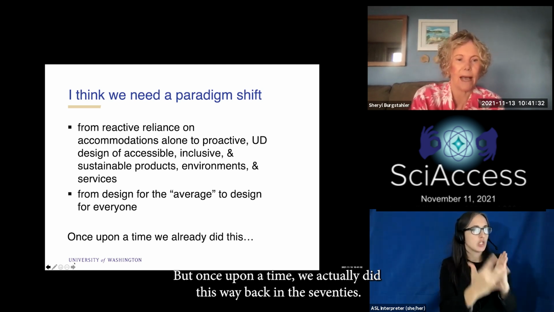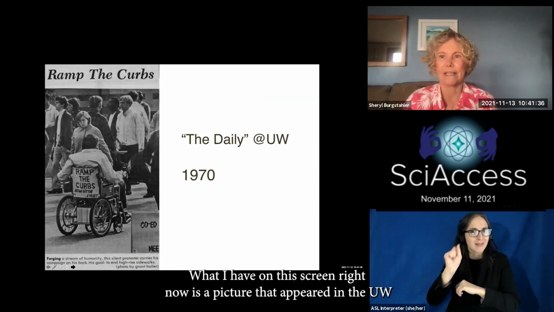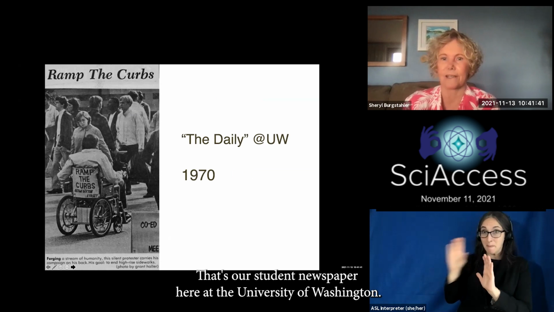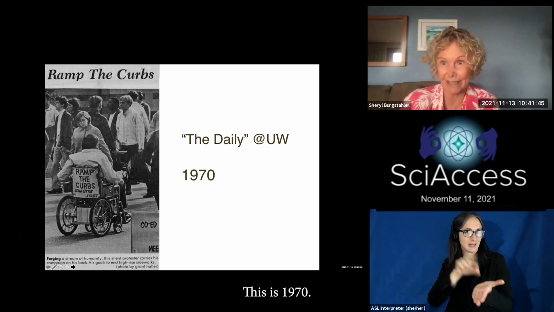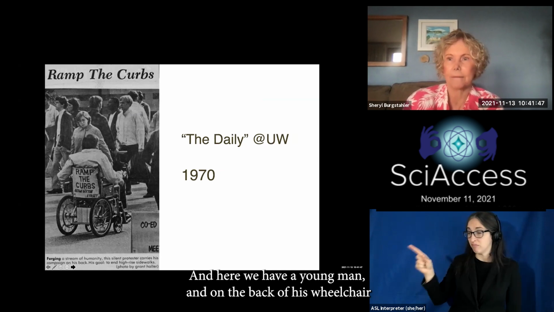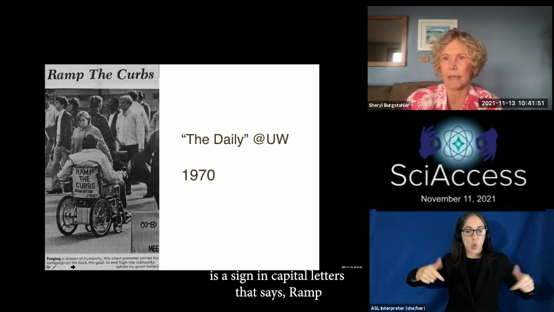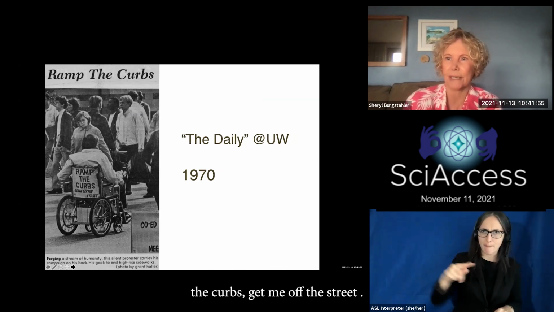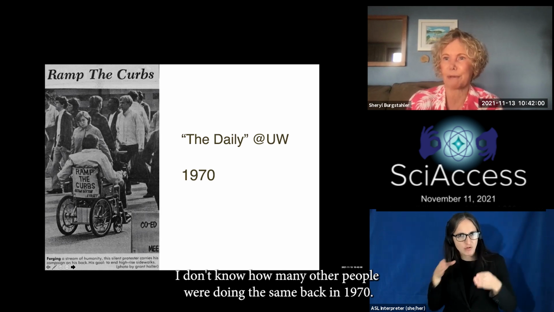But once upon a time, we actually did this way back in the 70s. What I have on the screen right now is a picture that appeared in the UW Daily. That's our student newspaper here at the University of Washington. This is 1970. And here we have a young man and on the back of his wheelchair, there's a sign in capital letters that says, "Ramp the curbs, get me off the street." And he was his little protest of one person. I don't know how many other people were doing the same.